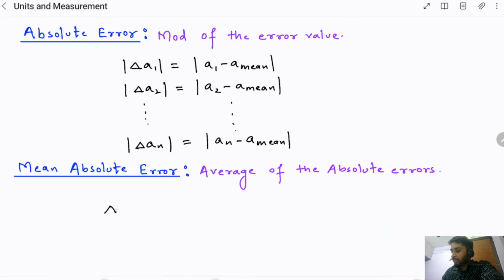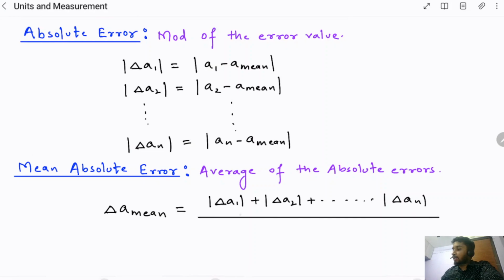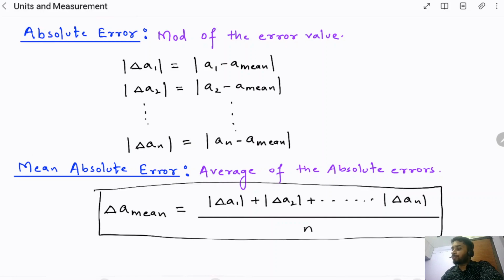Mathematically we can write delta A mean as mod of delta A1 plus mod of delta A2 plus mod of delta A3, and so on, up to mod of delta AN, divided by n. So this becomes the mean absolute error value.